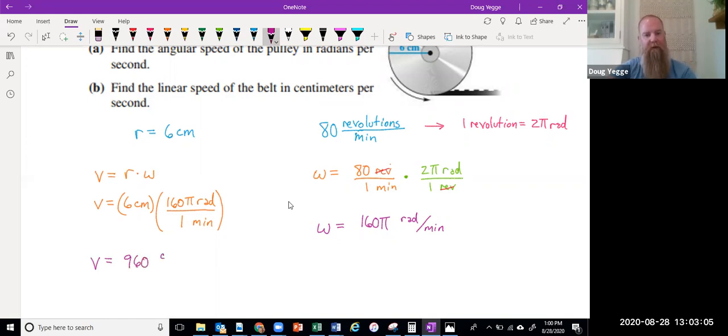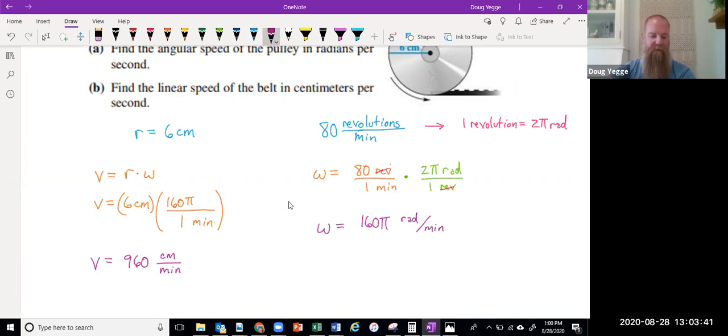I know I have centimeters in the numerator, and it looks like I'm multiplying by radians in the numerator per minute. But notice radians, remember, are unitless, because a radian measurement is nothing more than the arc length divided by the radius. And so there is no unit for radians, so I didn't technically even have to write radians in my numerator, which is why my final result is just centimeters per minute.